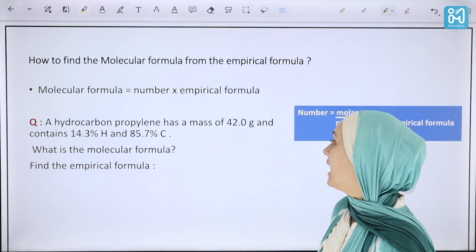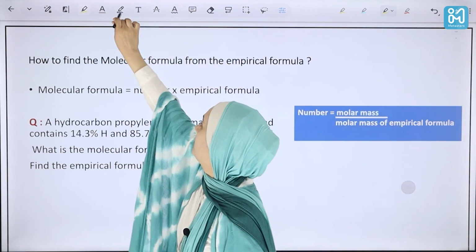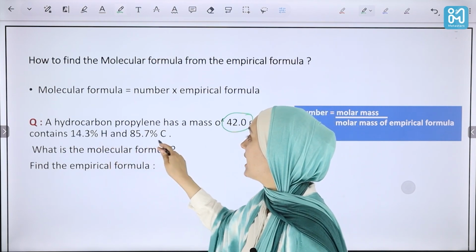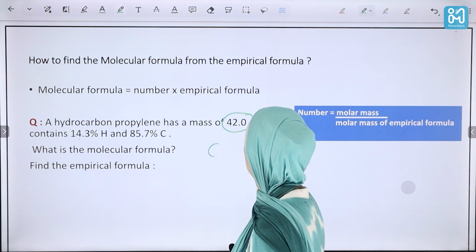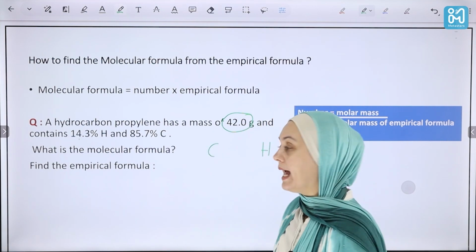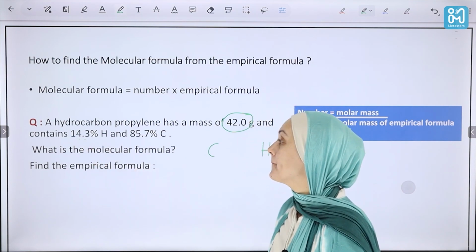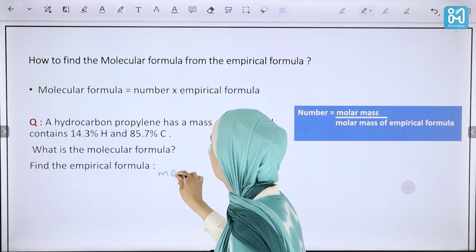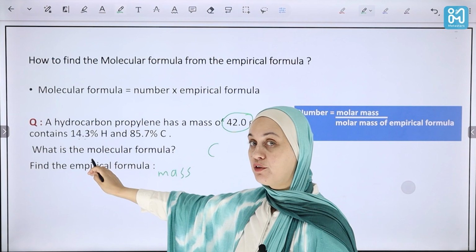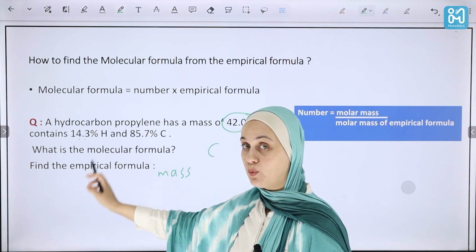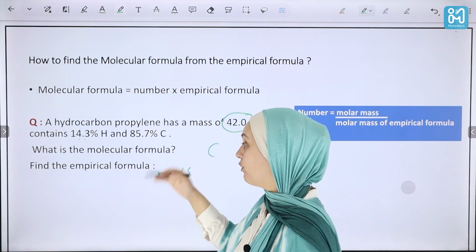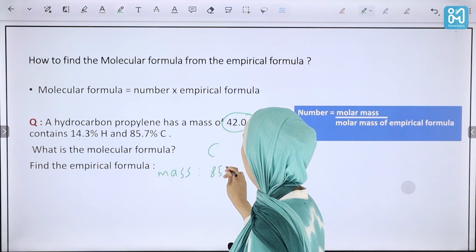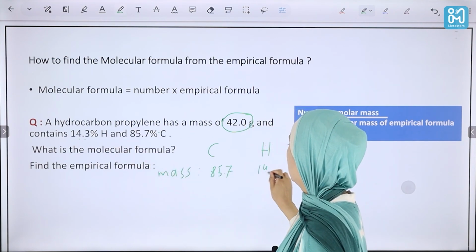A hydrocarbon, propylene, has a mass of 42, and contains hydrogen and carbon, 14.3% hydrogen. So we have carbon and hydrogen, two elements. I can't find the molecular formula before finding the empirical formula, so that's why I'm repeating the steps of finding the empirical formula here. The mass of carbon is 85.7 and the mass of hydrogen is 14.3.